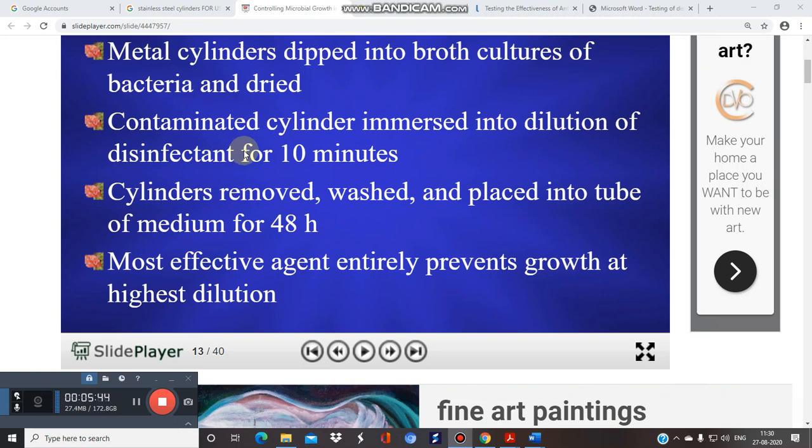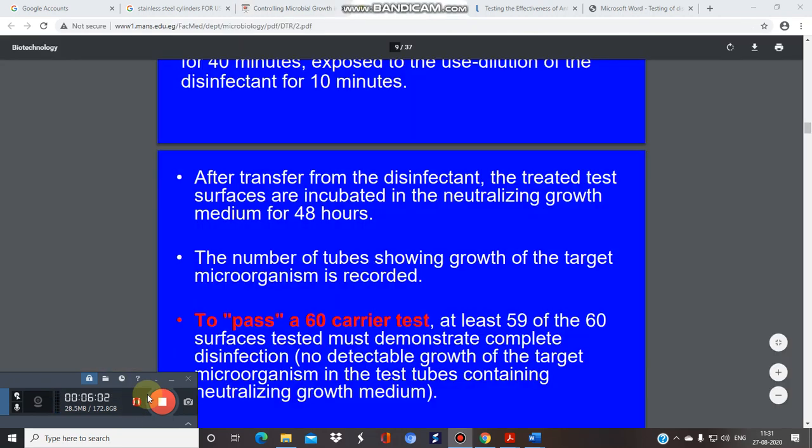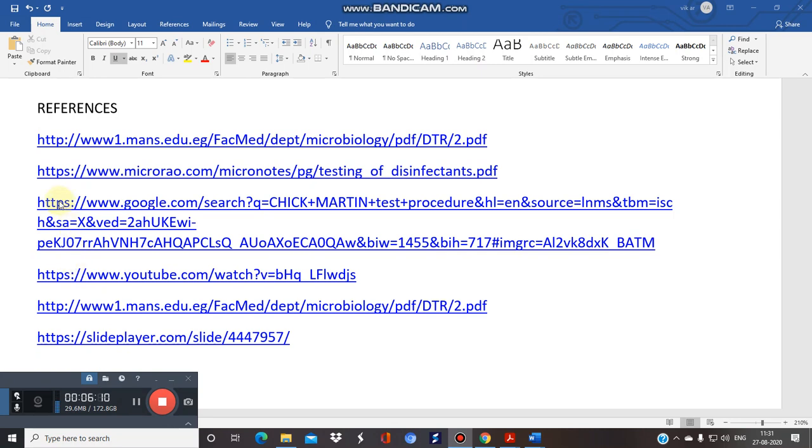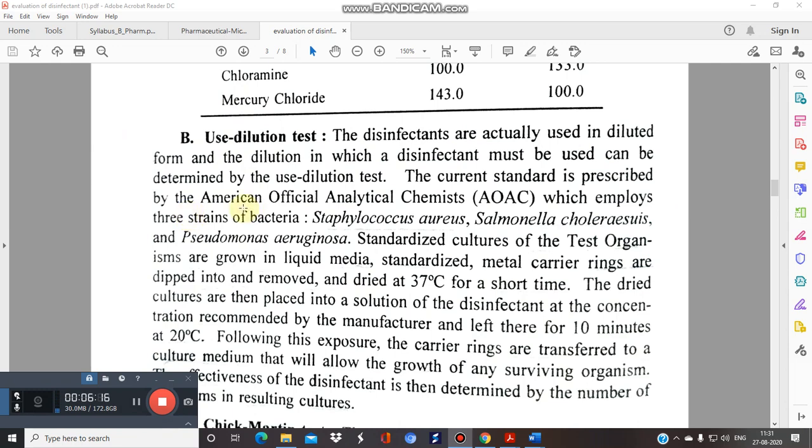Then the cylinders are removed, washed and placed into the media. A particular culture medium is used for at least 48 hours. The most effective agent entirely prevents growth at the highest dilution. Then the results are recorded, that is the number of tubes showing growth of the target microorganism. That is the use dilution test by the Association of Official Analytical Chemists, because the standards are prescribed by this organization.